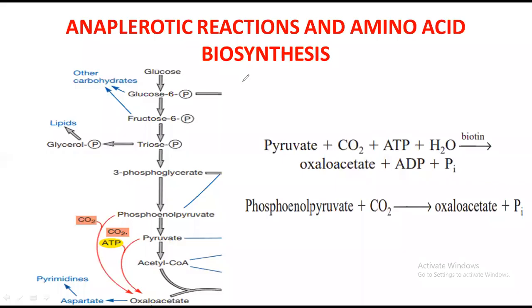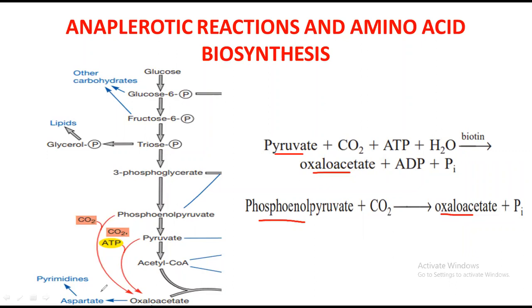Okay, so anaplerotic reaction. As I have told you, pyruvate can give rise to oxaloacetate, and phosphoenolpyruvate can give rise to oxaloacetate. After that, this oxaloacetate can then give rise to aspartate and other types of amino acids. So this is for the fermentative and anaerobic bacteria, because in anaerobic bacteria there is no Krebs cycle.